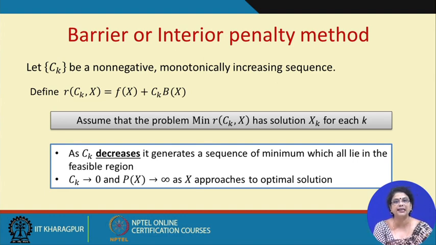Otherwise, if Ck tends to 0, we will see the barrier function tends to infinity. If G(x) is equal to 5 minus x less than or equal to 0, then 1 by G(x) at x equal to 5 is infinity. That is why this barrier function, B(x), will go to infinity if x approaches the optimal solution.